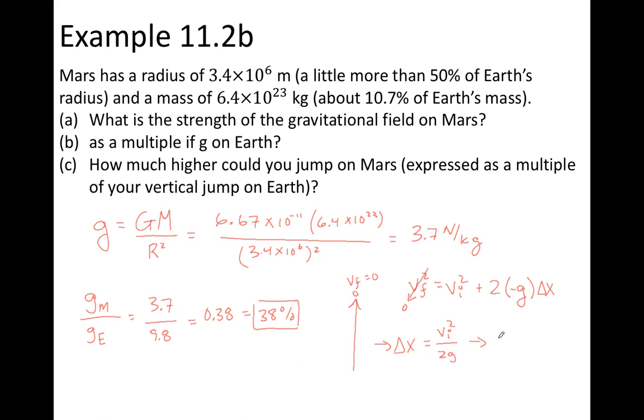And this tells me that the height is inversely proportional to g. The smaller the value of g, the larger the value for your max height. So if g is only 38% of what it is on Earth, that means that we should be able to jump 1 over 0.38 times higher, which is 2.63 or 263% as high as you can on Earth.